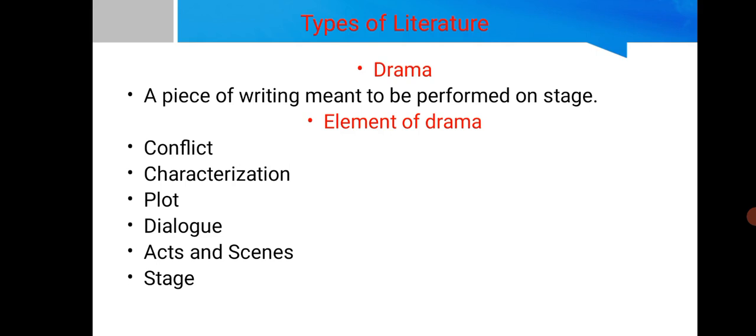We have dialogue. Drama always has dialogue. There are times where you encounter monologue. So, dialogue is a conversation or an interaction between two or more people, where, if you are reading the drama in a book, you see the names of the characters written, and whatever the character will say or have said will be written against the name. That is what we call dialogue.